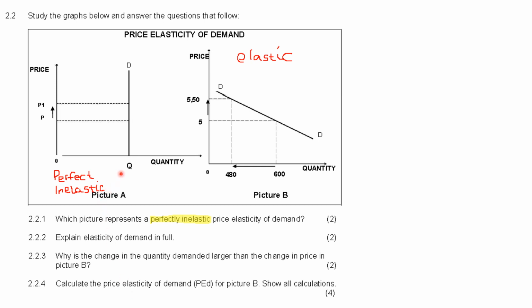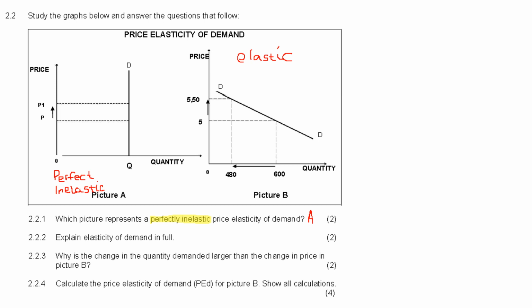It would mean that it's picture A. That's where we have perfectly inelastic demand. So if your answer was picture A, then you can mark it correct. That's picture A there, the picture that represents perfectly inelastic demand.